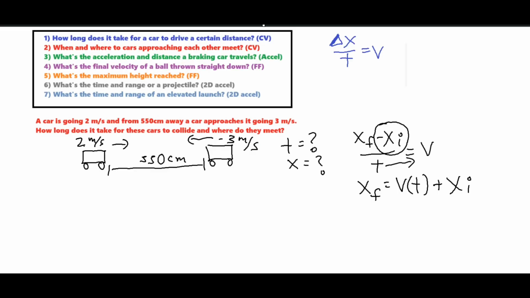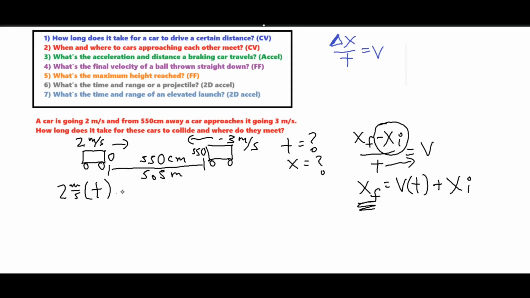The reason we do that is because if we're talking about two cars colliding, that means they have the same final position, which means that their vt plus xi for each one of these is equal to one another. So for this car, its velocity is 2 meters per second. We don't know how long that's going to take. And it's starting from, we'll call this position 0, and we'll call this position over here 550. We also want to make sure we're in the standard units, so we're going to take 550, divide it by 100, and call that 5.5 meters.